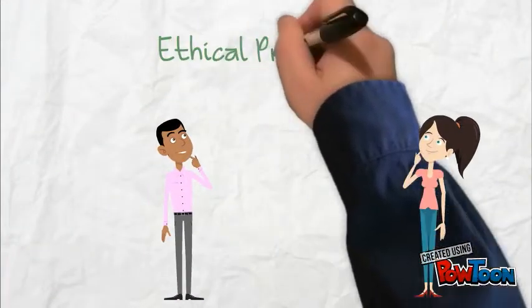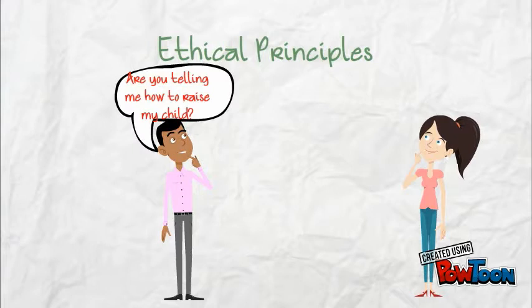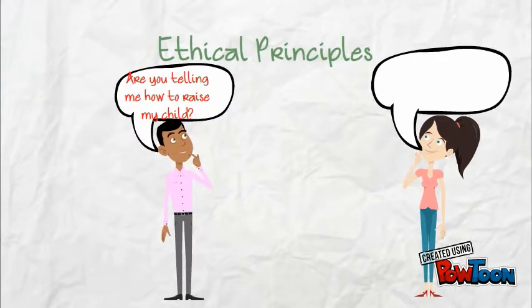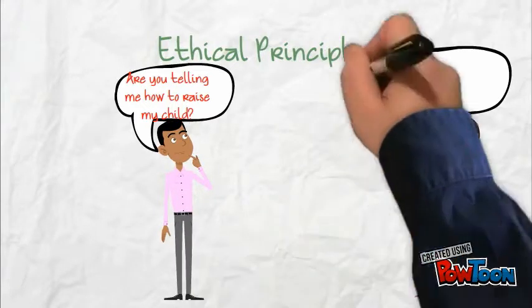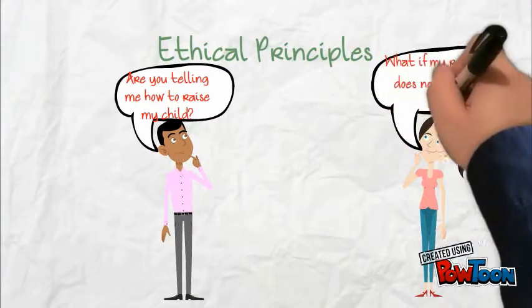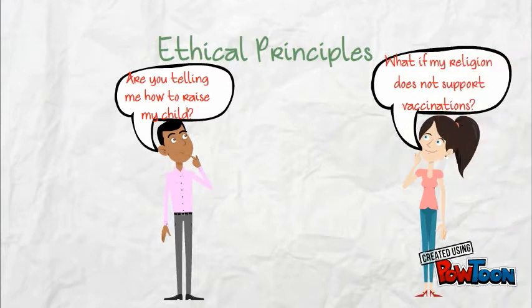Ethical principles. One ethical principle involved in mandatory vaccinations is autonomy. Parents are concerned that their rights are being violated because they are being told how to raise their child. Some parents do not believe mandatory vaccinations are important, while others do.